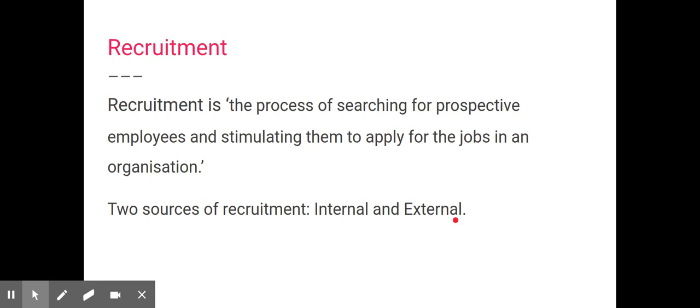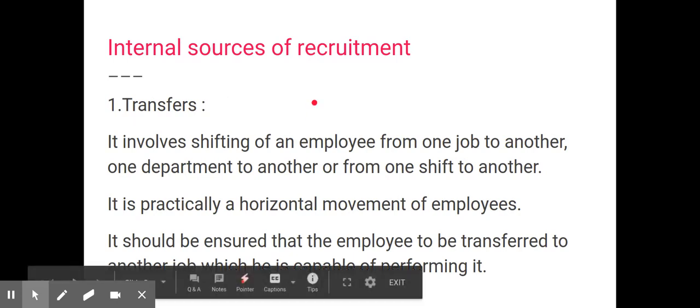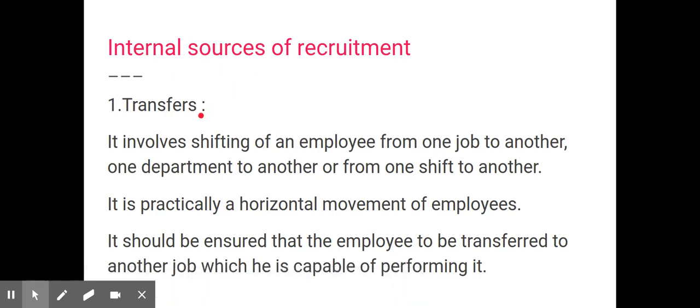The external source of recruitment is where the employee is selected from outside the organization. A new employee is selected to the organization. That is what the external source of recruitment is. Okay, now we will see the internal source of recruitment. As I said earlier, the internal source of recruitment comprises transfer and promotion.